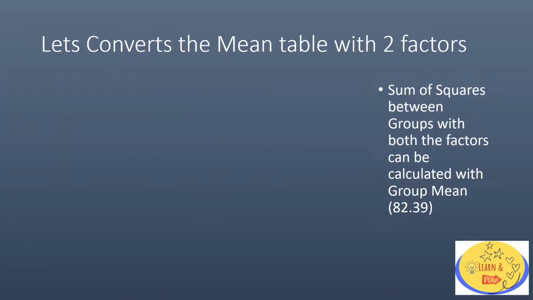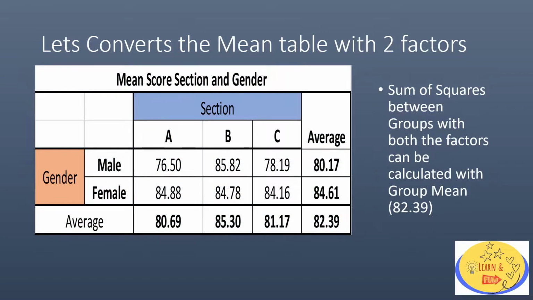Okay, so now once you are clear with total sum of square, we need to get into the between and then errors. For that, we need to convert our table in such a fashion that we only have the mean for each part. Like three sections we have, and male, female, two groups from the gender, and you can see that this is a very interesting table.